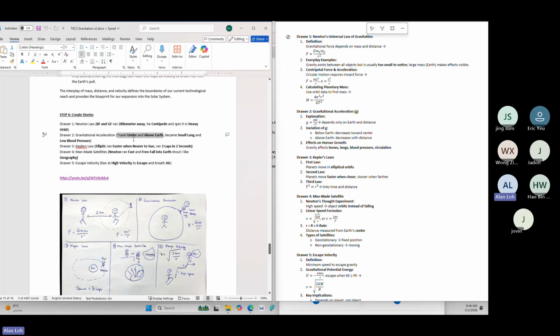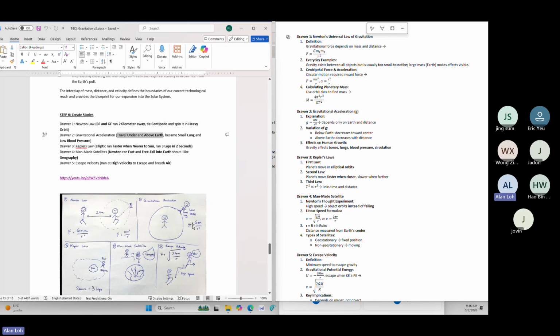So you travel below Earth, or under the Earth, and above the Earth. And then your lung became smaller and your blood pressure became low. Right, because that is an effect on the human body. So this is this part here.